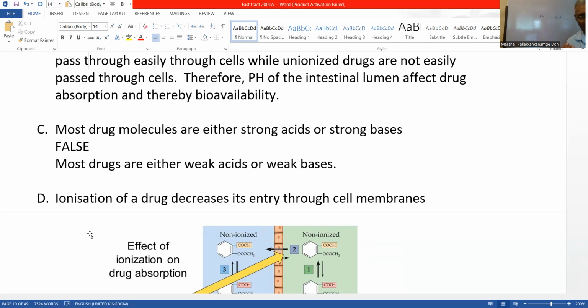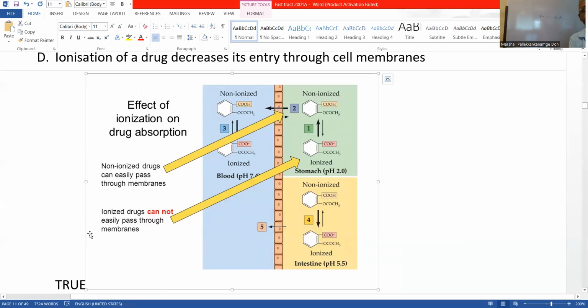Ionization of a drug decreases its entry into the cell membrane. This is what I say. If the drug is ionized, more ionization means more difficulty. A non-ionized drug can easily pass through the membrane. For example, this is not the exact drug, but this is the non-ionized COOH part here. So without ionization, it can go through.